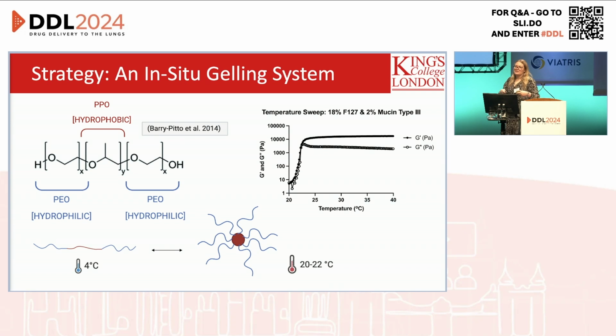We can apply the mucus as a liquid. It will then gel in situ in the cast. And this is also reversible. So if you cool the mucus back down, it comes back to a liquid, which means it's easier to wash out of the cast.